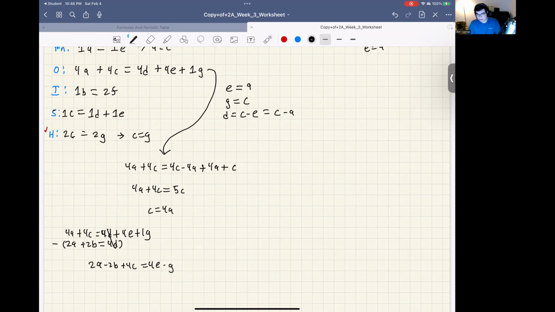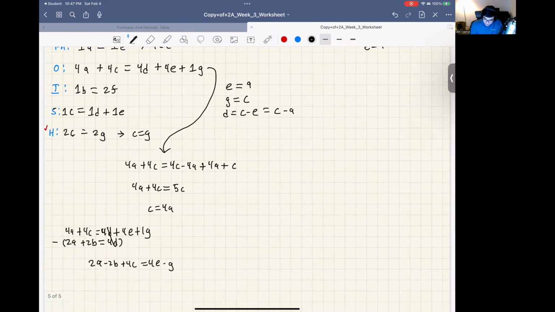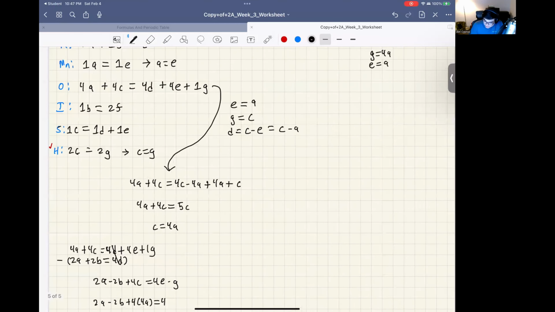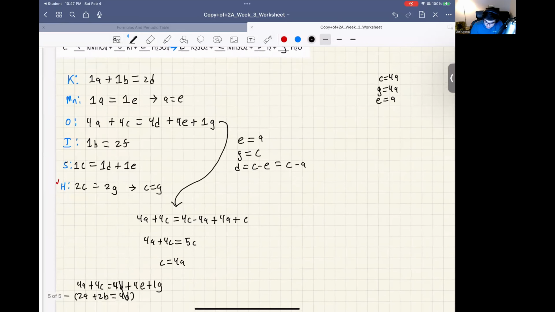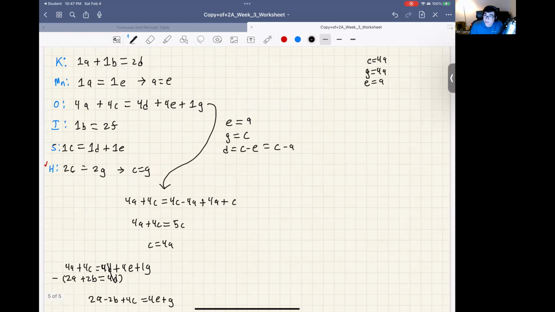Now what I can do is replace everything that's not B with A, because I have all my relationships up here. So C is 4A, right? So I can say 2A minus 2B plus 4 times 4A is equal to 4E, and E is A, so that should be 4A plus G plus 4A, because G is also 4A.